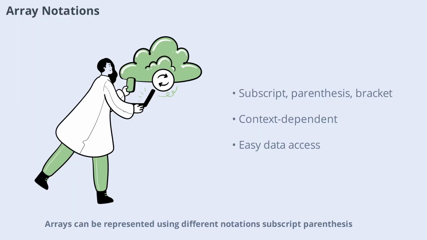Arrays can be represented using different notations: subscript, parenthesis, or bracket. For example, A1, A(1), or A[1] all refer to the first element. The choice of notation often depends on the context: mathematics or computer programming. Regardless of notation, arrays provide a straightforward way to organize and access data.